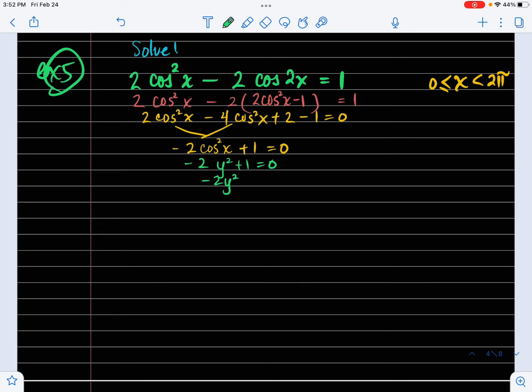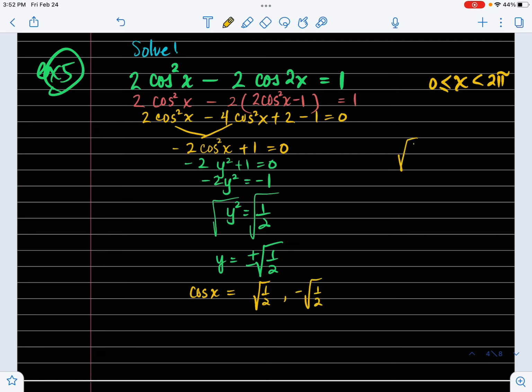You subtract 1 from both sides. Then you would divide by 2 on both sides. Then you would square root both sides. So y turns out to be plus minus. Every time we square root, consider both the answers, both signs. And it's time to bring back trig. So it's cosine x equal to a positive square root of half and a negative square root of half.